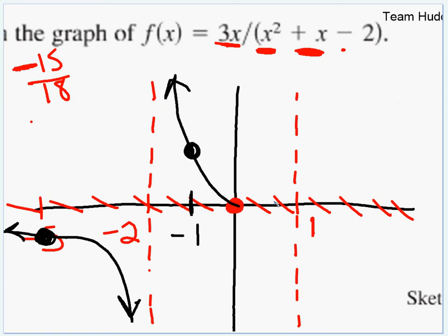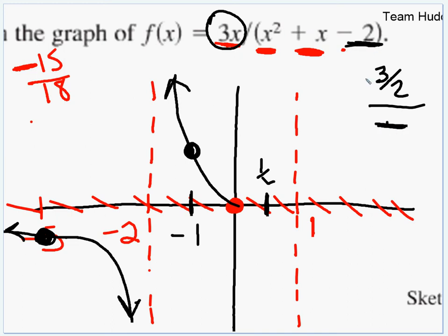Let's see what happens if we put +1/2 in there. 3 times a +1/2 is +3/2. 1/2 squared is a fourth. A fourth plus 1 is 1 1/4. -2 is a negative. So we're going to have a positive numerator divided by a negative denominator. That means we're going to be somewhere down here, and our graph will look like that.